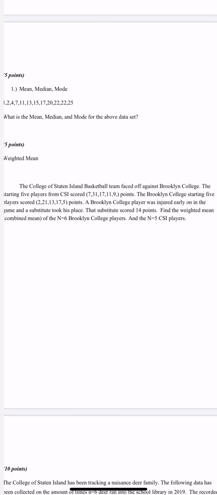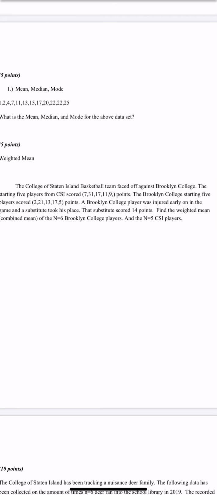All right, now what do we do? Well, the formula for this is the sum of x1 plus the sum of x2 divided by n1 plus n2. So 75 plus 72 equals 147. 6 plus 5 equals 11. So the weighted mean is 13.36.